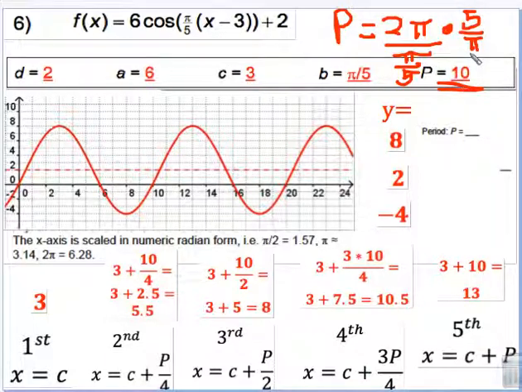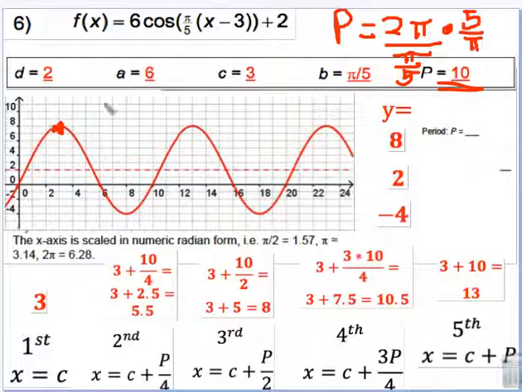Our period is 10 here, so we don't even have pi in our period. When we're calculating all of our x values, notice we don't have pi anywhere in there. Our c value is 3, so we're really getting rid of the pi symbol here. So our coordinate points, our c is 3, so we're starting about right there.